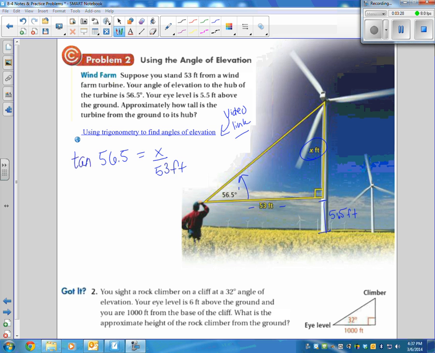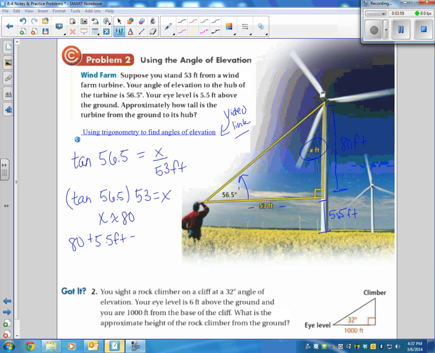Okay, so in my calculator, I punched tangent 56.5, and of course I use my parentheses to group that, times 53 equals x, and that gives me about 80. Okay, so now I know that it's about 80 feet from here to the end. So about right here, it's going to be about 80 feet. Okay, but remember, I do have to add that 80 back to the 5.5 feet. So that's going to give me a total of about 85.5 feet for the height of that wind farm turbine.